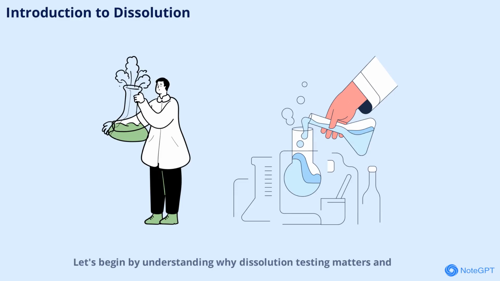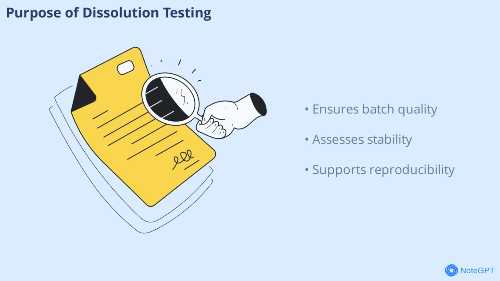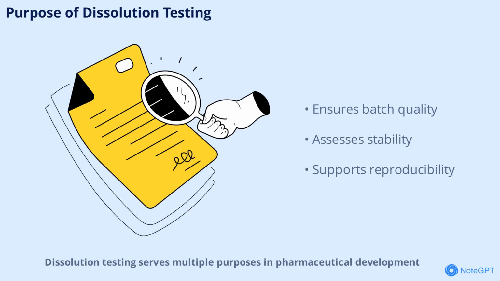Let's begin by understanding why dissolution testing matters and how it fits into the broader context of pharmaceutical development. Dissolution testing serves multiple purposes in pharmaceutical development. It assesses the batch-to-batch quality of drug products and evaluates the physical stability of formulations. By simulating the drug release process in the body, dissolution testing helps ensure consistent therapeutic outcomes.